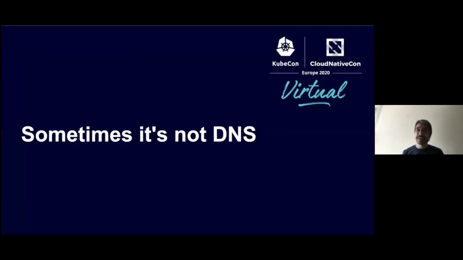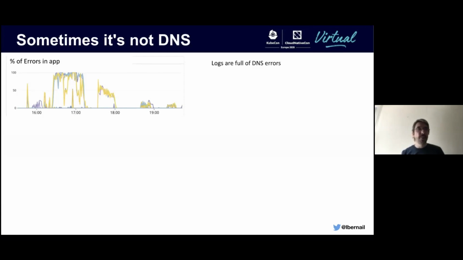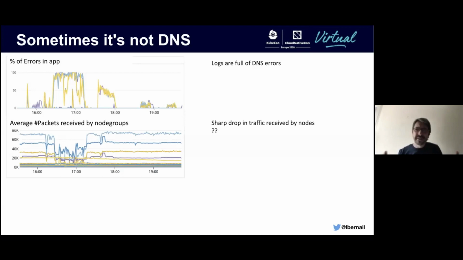And sometimes, it's not DNS. Well, to be honest, rarely. The reason I'm mentioning this slide is because quite often teams will come to you because they have DNS issues, and most of the time they're right, it's a DNS issue. And in that case, logs were full of DNS errors, so they came to us and said, we have a DNS problem. It turned out everything was fine on the DNS infra, but we looked at the overall behavior in the cluster, and we saw that the number of packets received on all the nodes had dropped significantly. And I mean, this is not related to DNS, right?